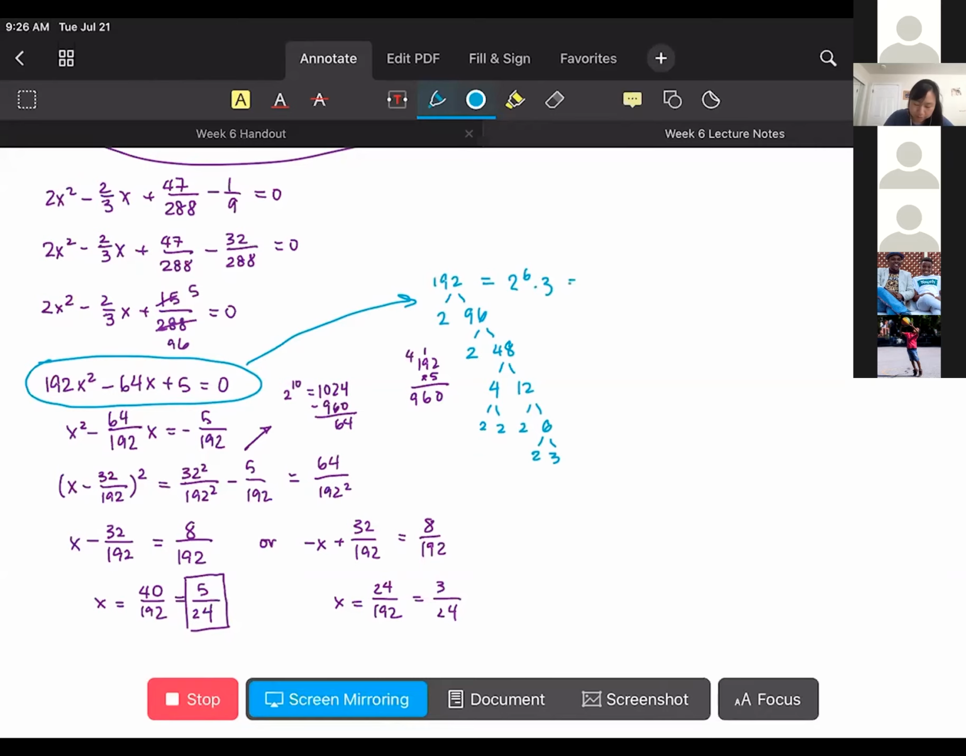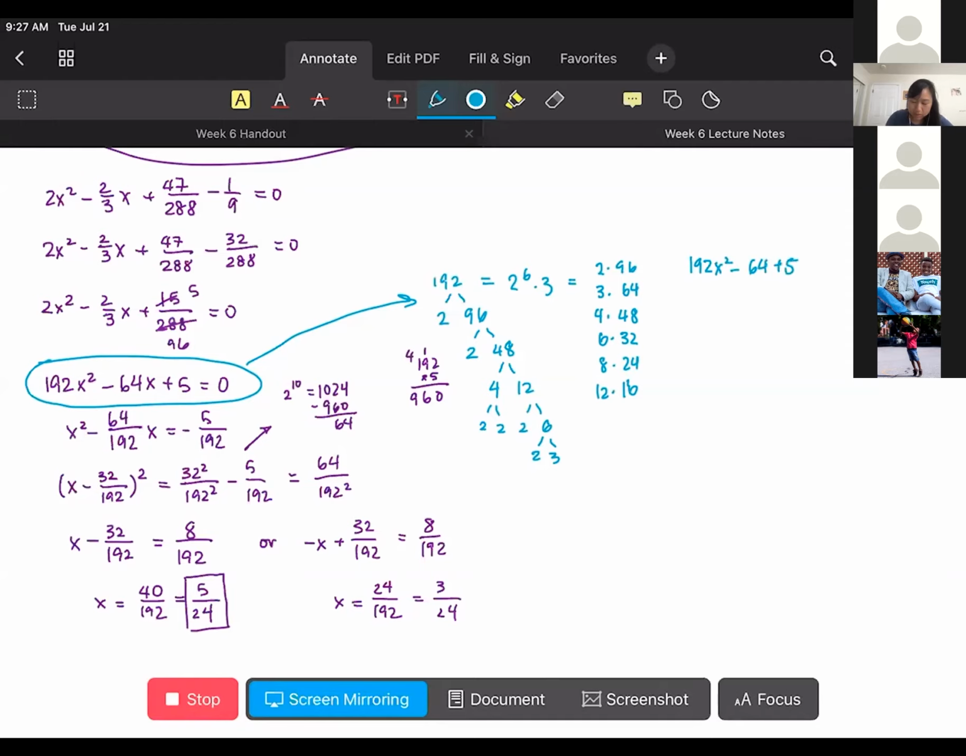And we could write out different factors. So it's like 2 times 96, or 3 times 64, or 4 times 48, or 6 times 32, or 8 times 24, or 12 times 16. I think those are all the possibilities. And then over here, 5 is just 1 times 5. So we want to look for some way to write this 192x squared minus 64x plus 5.